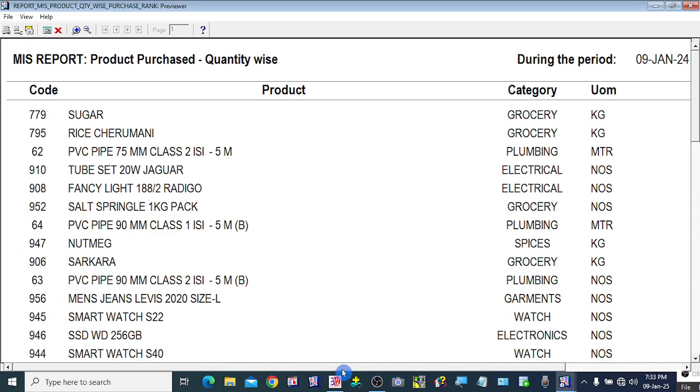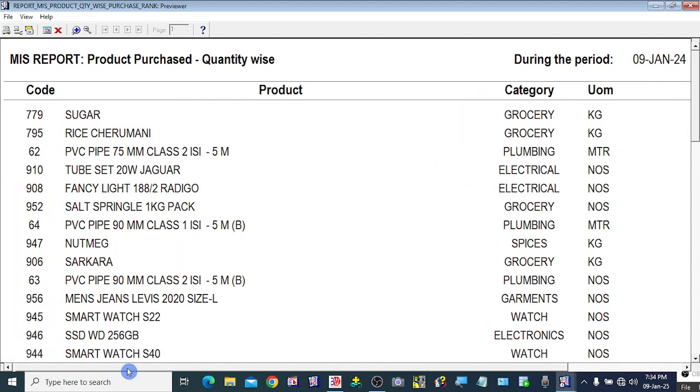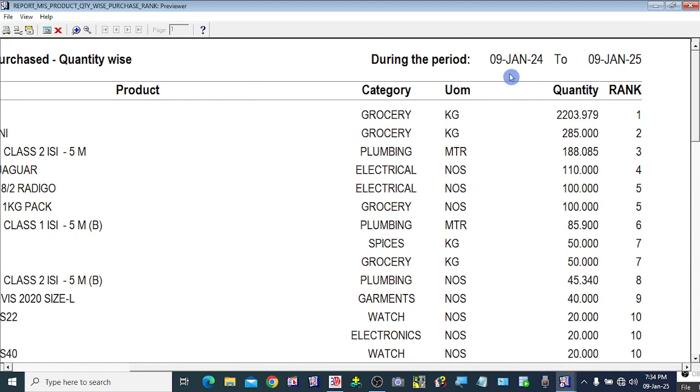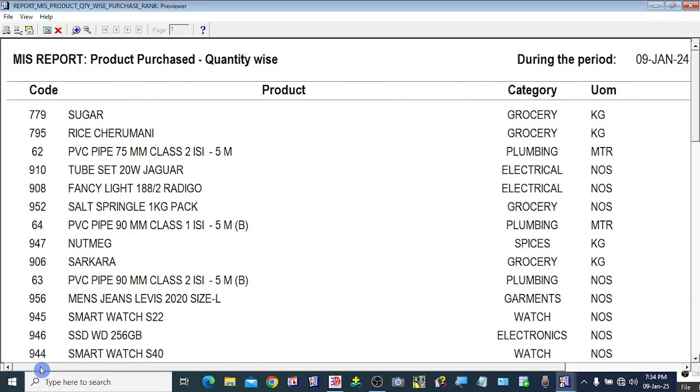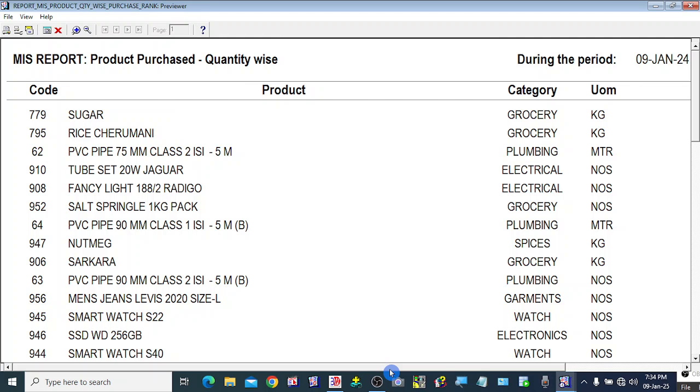The top product I have purchased during this period is sugar. The unit of measure is kg. I have purchased 2203 kilogram of sugar during the period 9th January 2024 to 9th January 2025. During the whole year, I have purchased sugar as the top quantity product.